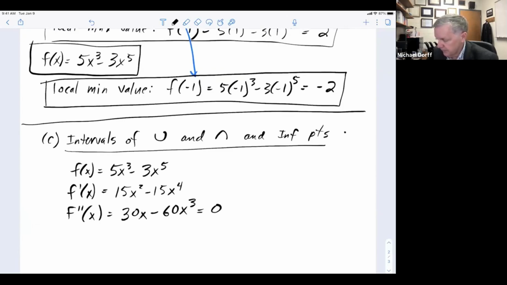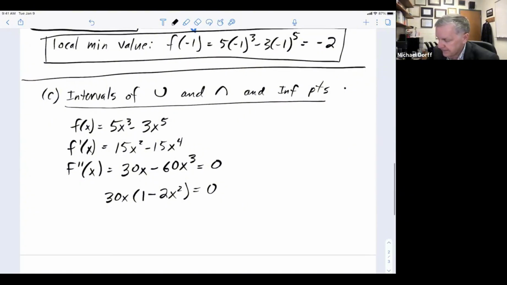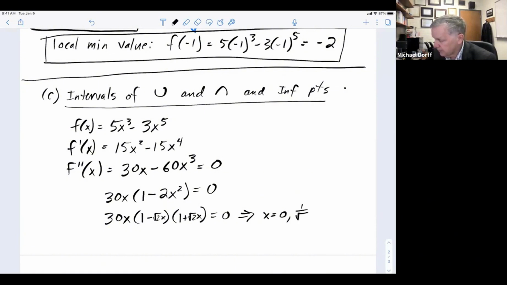So I'm going to take the derivative of the first derivative, and I get 30x minus 60x cubed. And I want to set that equal to 0. To figure out the x values for which that works, I'm going to factor out what they have in common. Both terms have a 30x, so I'm going to have 30x times 1 minus 2x squared equals 0. Now, it may not seem easy, but I can factor that 1 minus 2x squared into 1 minus square root of 2 x and 1 plus square root of 2 x. And so that tells me that my points where the second derivative equals 0 are 0, 1 over square root of 2, and -1 over square root of 2.